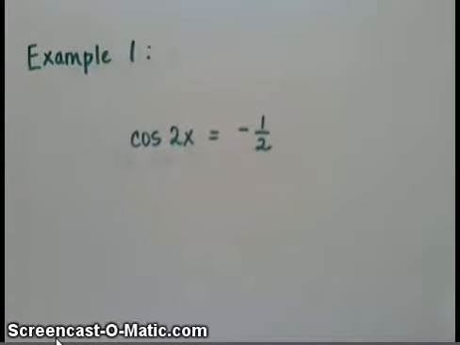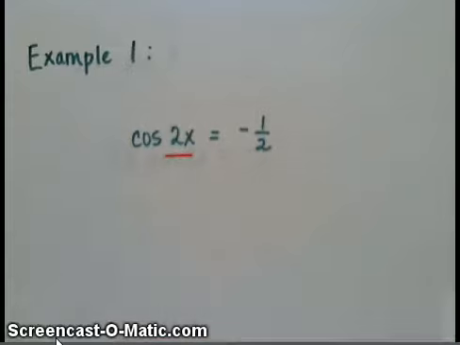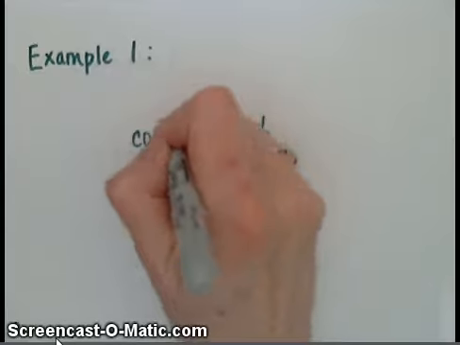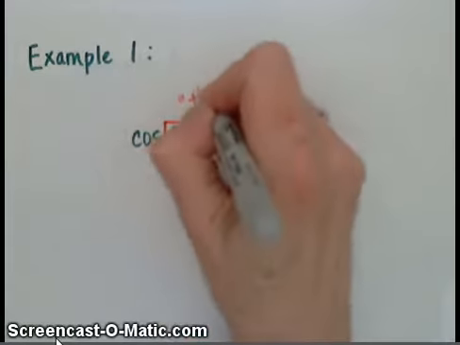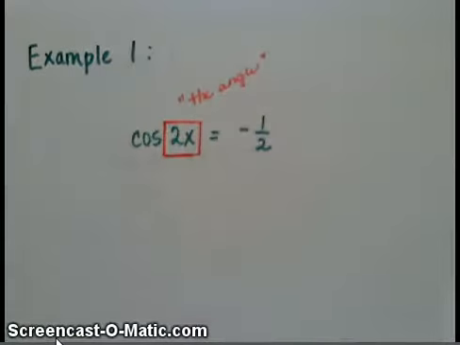Here's my first example, and you're going to see immediately the issue with these problems, and that is instead of saying cosine x, it's going to say cosine 2x or cosine 3x or cosine 4x. So what you want to do is draw a box around this angle and just let it be the angle. Don't even think about the 2x. Just say, okay, what angle has a cosine of -1/2?